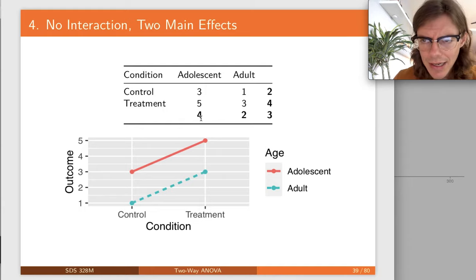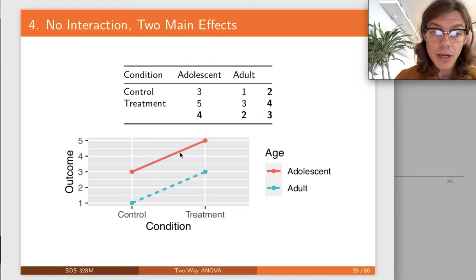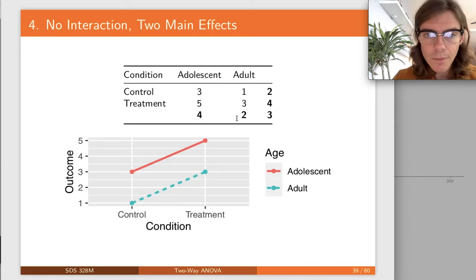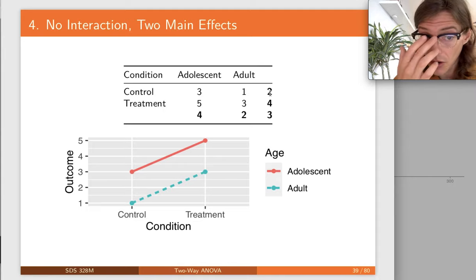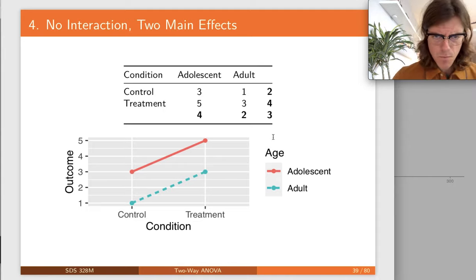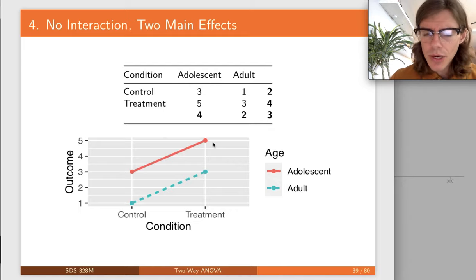What about age? For age, the average for adolescents is 4. So if you average these red dots, that's the average for adolescents. So 3 and 5, the average is 4. What's the average outcome for adults? Average these blue dots. The average of 3 and 1 is 2. So for adolescents, their outcome is 4. For adults, their outcome is 2. There's a difference there. So there's a main effect of age. Adolescents have higher outcomes than adults, and there's a main effect of treatment. The treatment group has a higher outcome than the control group. There's no interaction, though.